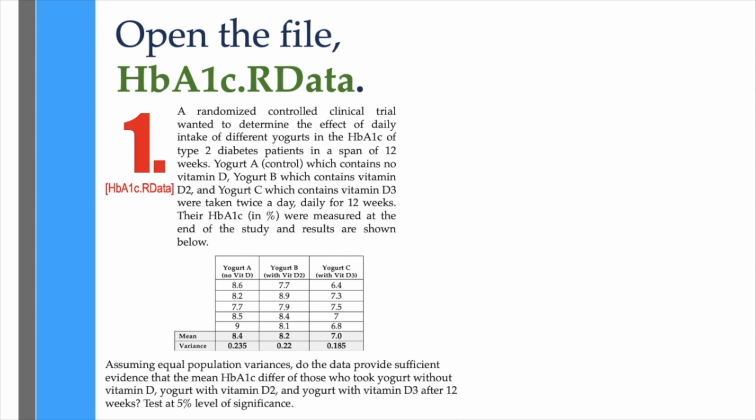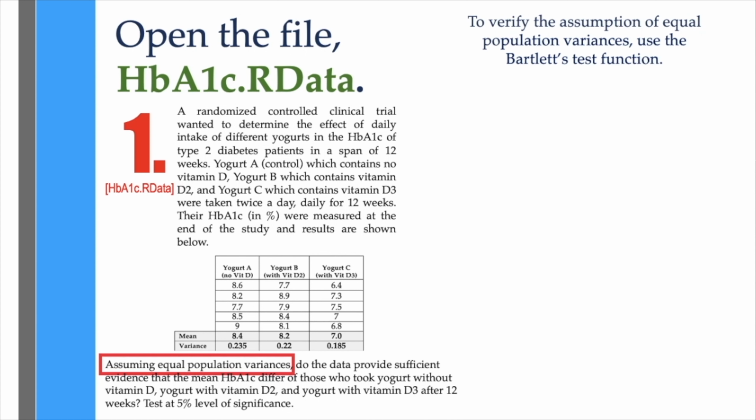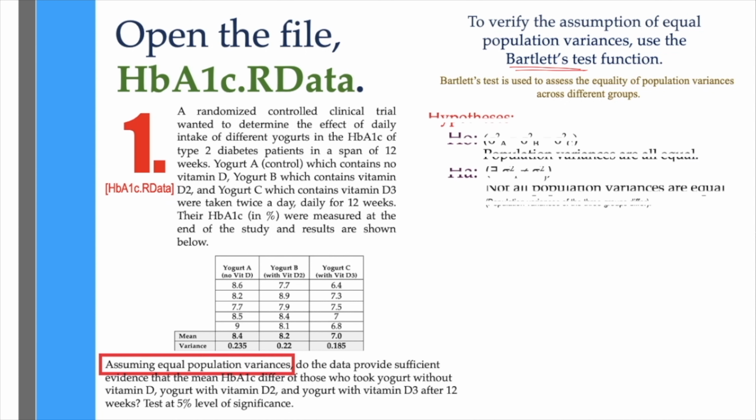Now, before we proceed with the analysis of variance, let us just verify if the population variances may really be assumed to be equal. So we have to perform what we call here the Bartlett's test. Again, the Bartlett's test is used to determine if the population variances across different groups are equal or not. So we have a null hypothesis that the population variances are all equal, and the alternative hypothesis is that the population variances of the three groups differ. Or in other words, not all population variances are equal.